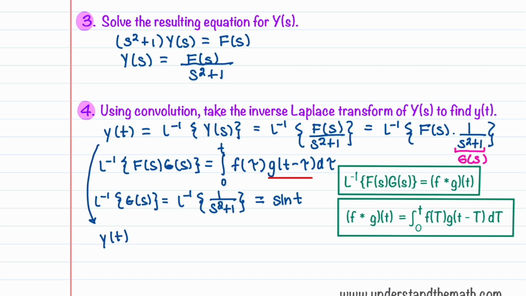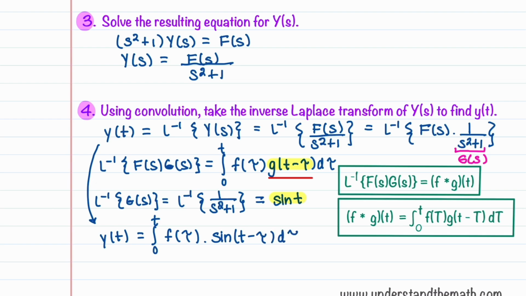Our little y of t is the integral from 0 to t, f of tau. That just goes in as f of tau, times g of t minus tau. G of t is sine t, so we're going to replace t with t minus tau, and we get sine of t minus tau, and we integrate with respect to tau. And this is the solution to our differential equation. No matter what f of t is, this convolution integral gives us y of t. That's the power of convolution.